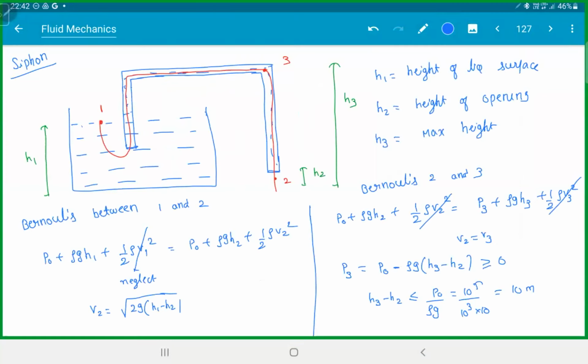So the kind of motors we use are differential pumps. They have a totally different concept. Is this clear, everyone? Siphon is the fourth concept. So in fluid mechanics, we have 4 things: velocity of efflux, aeroplane wing, siphon, and venturimeter. So with this, we're done with fluid mechanics.